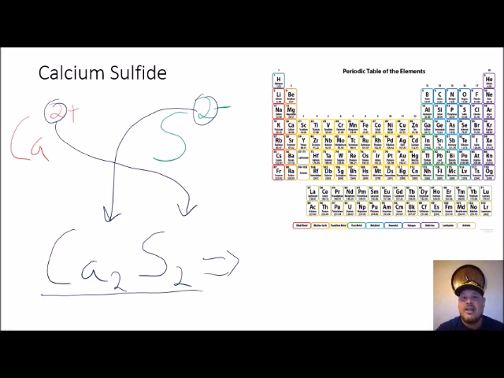So the actual empirical formula for calcium sulfide is just as follows. Calcium sulfide, just like that. You get rid of the 2's because, once again, it's a 1-to-1 ratio. All right?